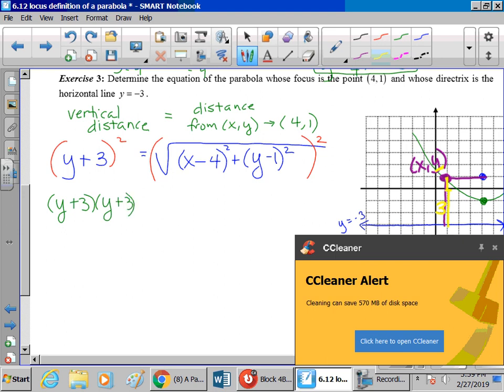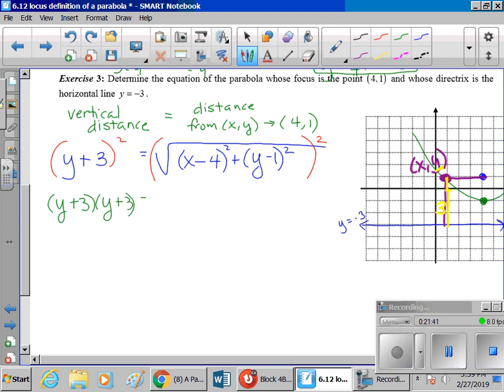Great, sorry about that. Equals x minus 4 y plus, just keep going, plus y minus 1, y minus 1.